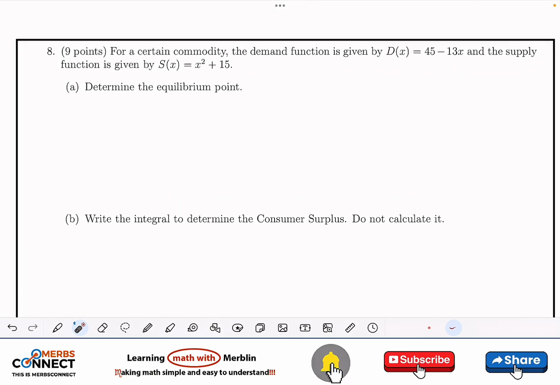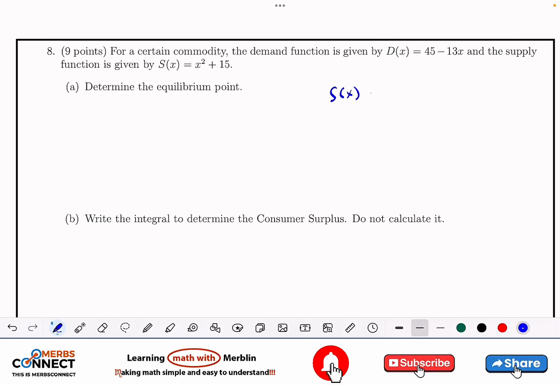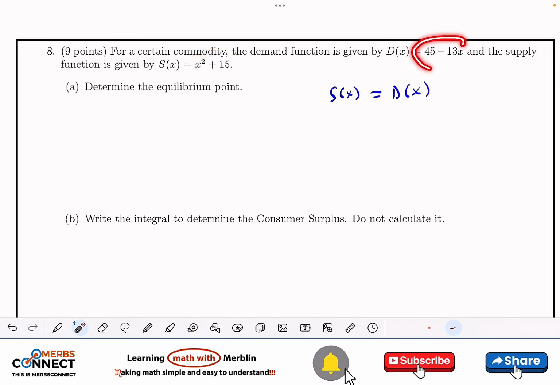So let's look at question 8. Question 8 is equilibrium point. Right. So we have a demand function, right? And then the question is asking us to find the equilibrium point. So at equilibrium point, we know that S of x should be the same as D of x. So this is S of x and this is D of x.